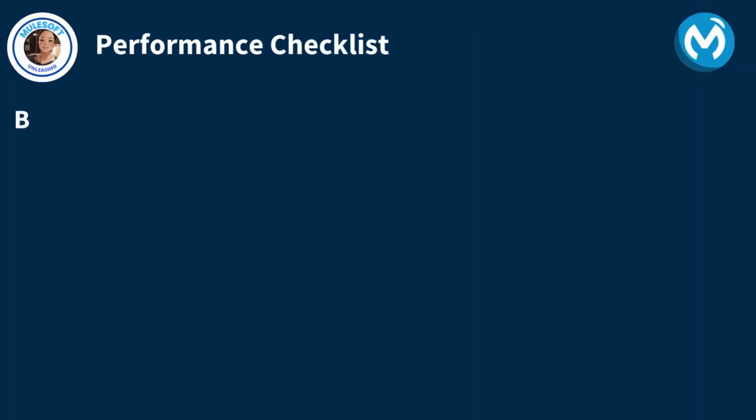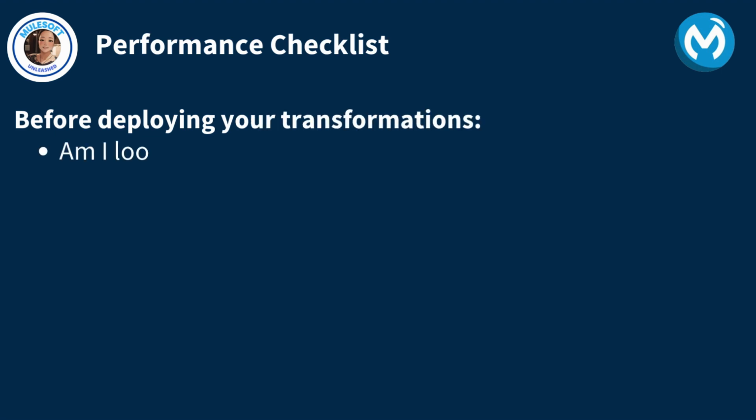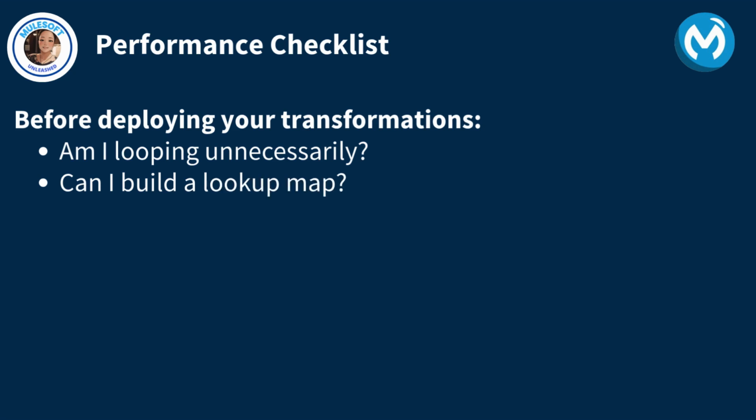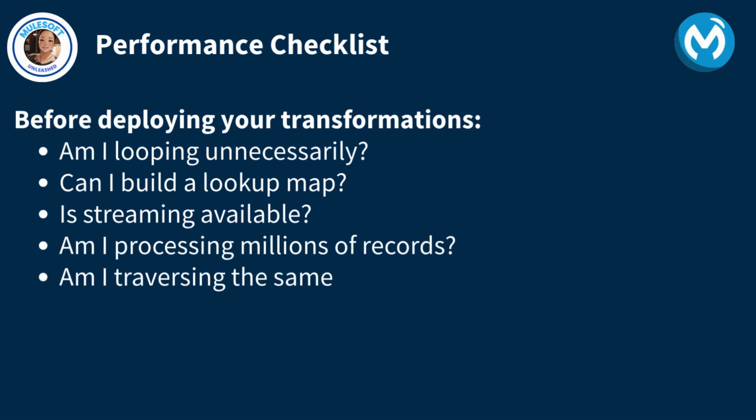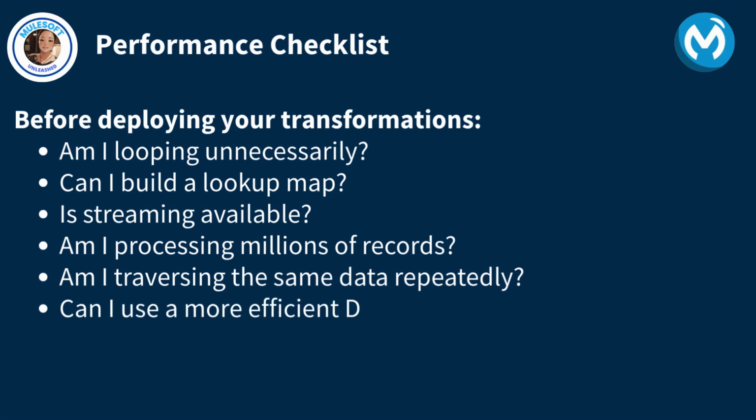Before deploying your transformation, ask yourself these questions. Am I repeatedly looping through the same collection? Can I build a lookup map instead? Is streaming available for this payload? Am I processing more data than I actually need? Can I replace a generic function with a more efficient built-in function? And finally, am I creating unnecessary copies of large data sets?